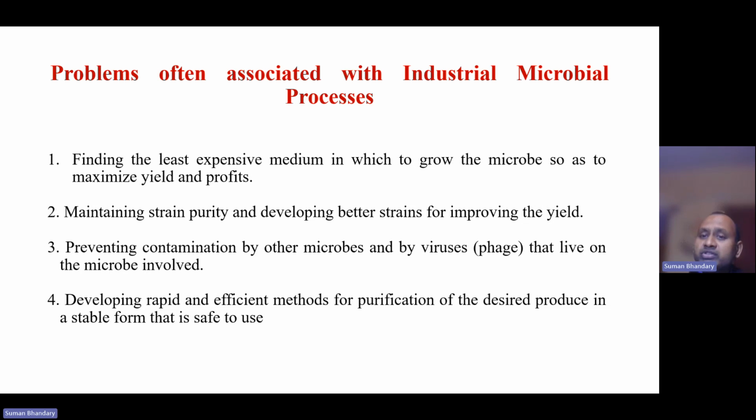Then our downstream process would be easy, cheaper, less time consuming, and less manpower will be involved there. And the last point is that we should always strive to improve yield by modifying the strain. So we have to be constantly involved in the strain improvement process.